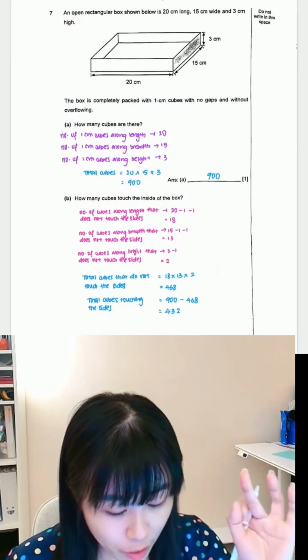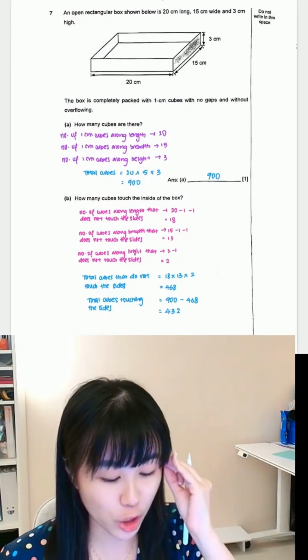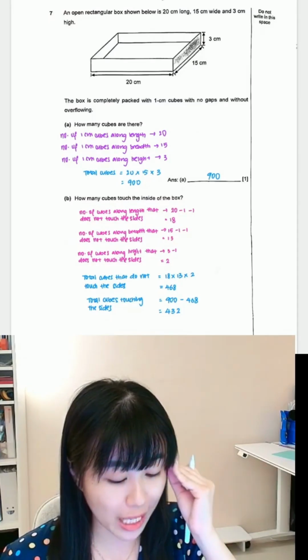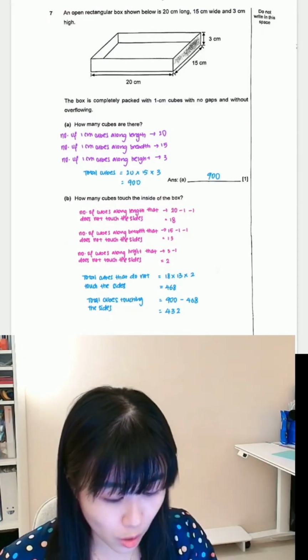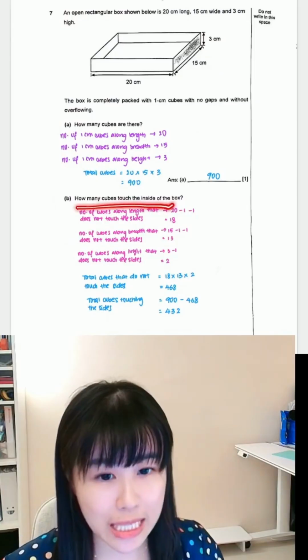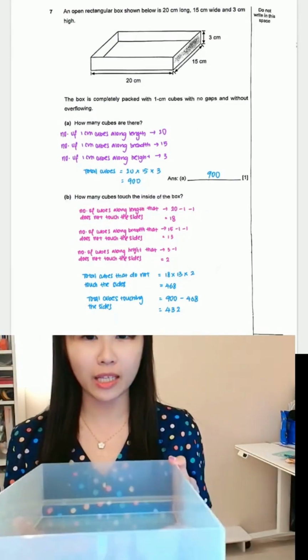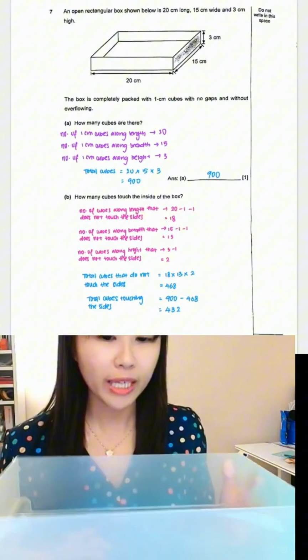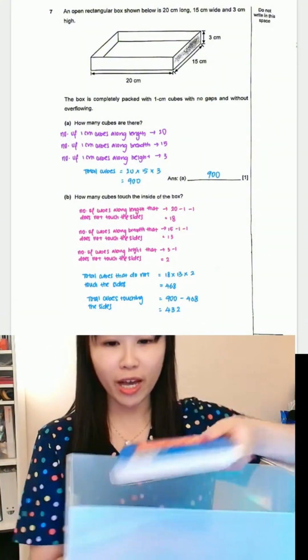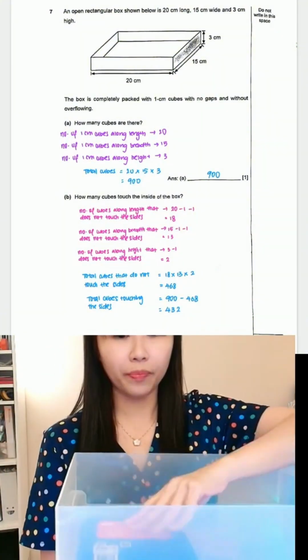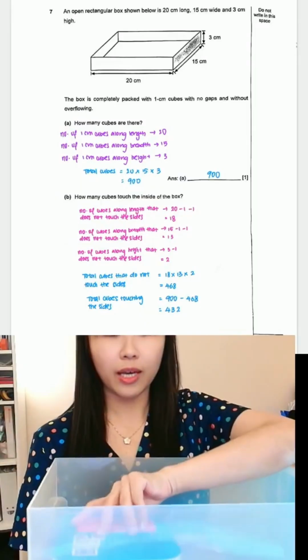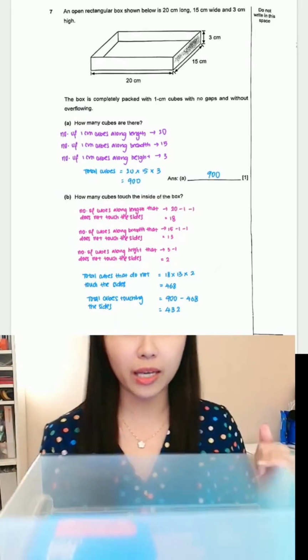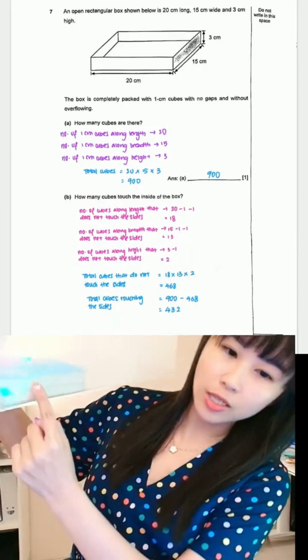I would say 7B requires a lot of imagination on your side, like visualization, to be able to know how many cubes touch the inside of the box. This is like the box, right? So when you put things inside, what are the things that will touch? You put inside. You will realize that this one, it touches the bottom, right? Okay, this one, it touch also, right? This one, the second layer also touch. Can you see? It also touches the side here.